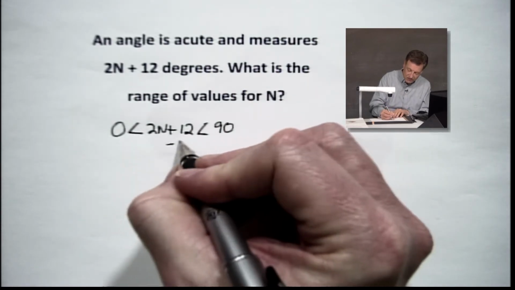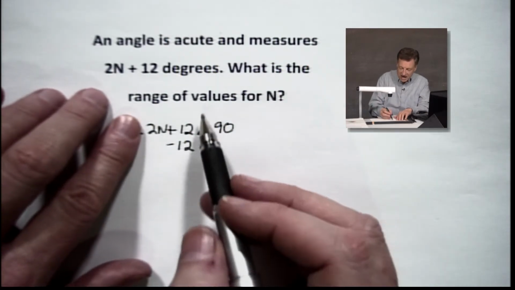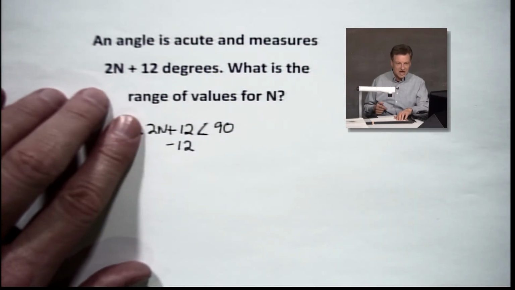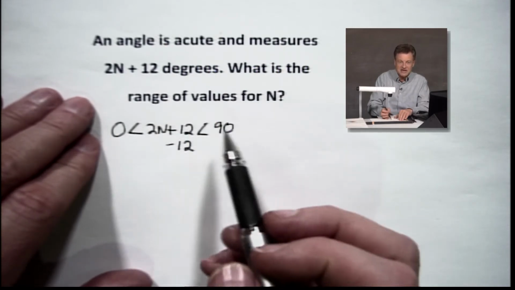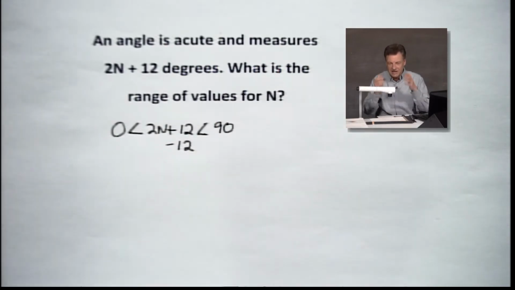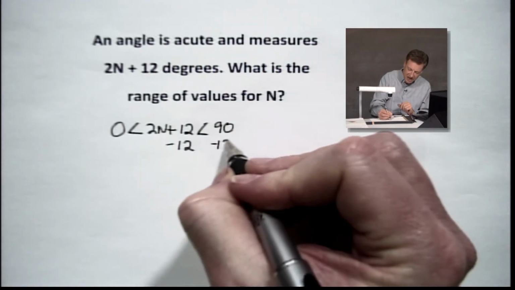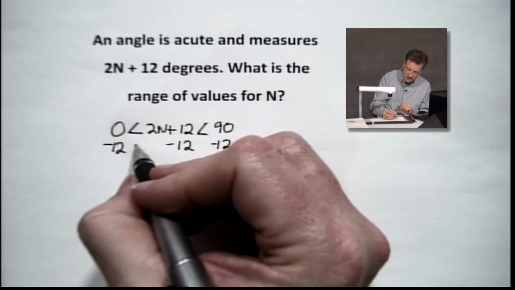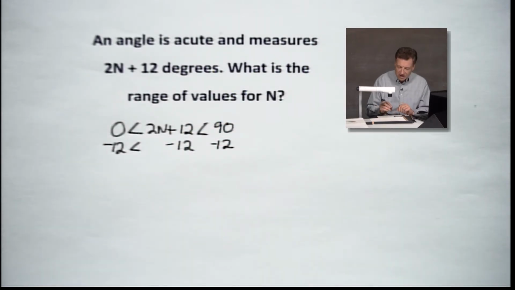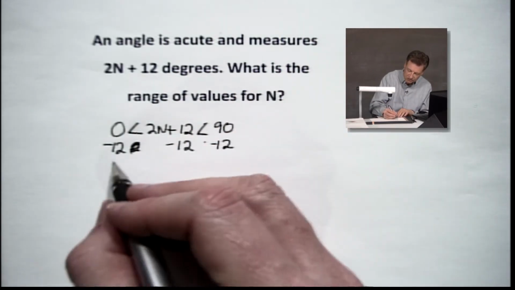We're going to subtract this 12 first. If you saw that, everybody goes, oh yeah, we're going to subtract 12 from both sides. Well, we're also going to subtract 12 from both sides, the 0, the 90, and from the middle. That's where we're going to pick it up here. We're going to subtract 12 from 90, but we've also got to subtract 12 from this 0 over here.